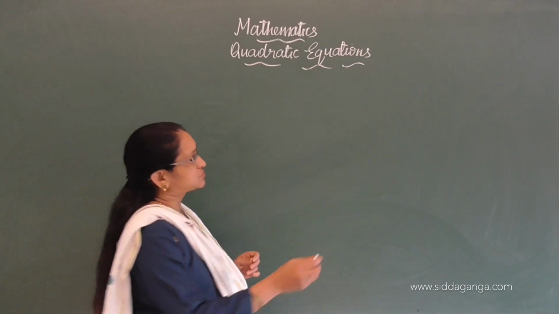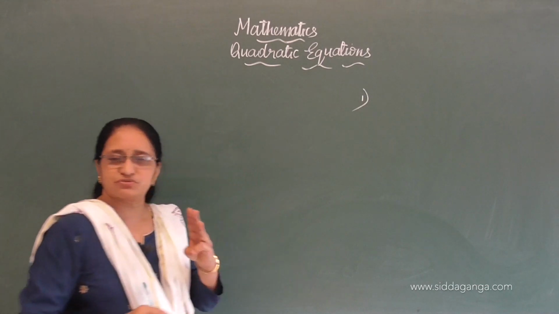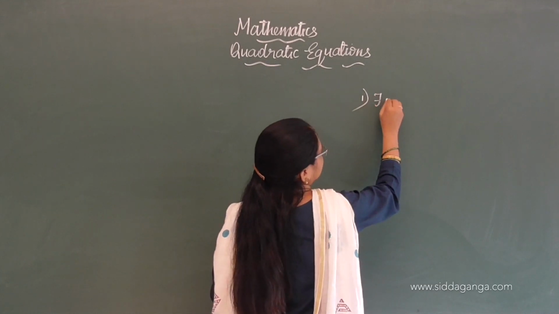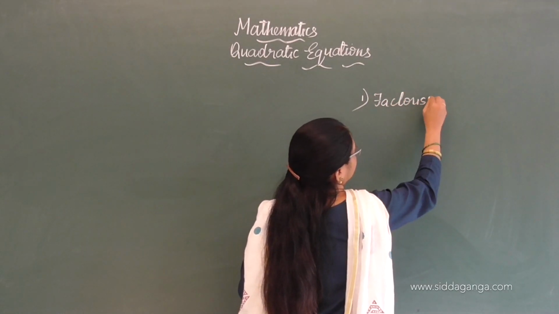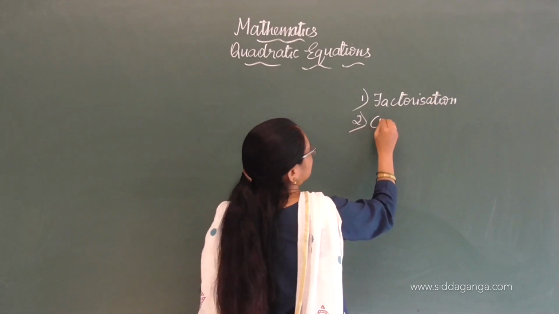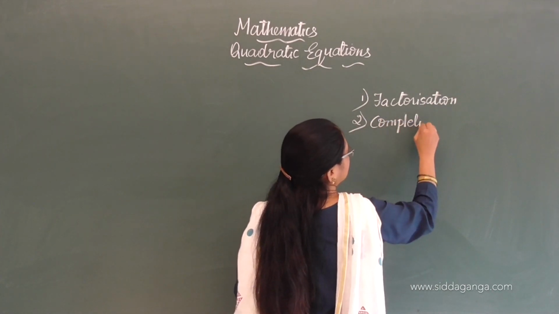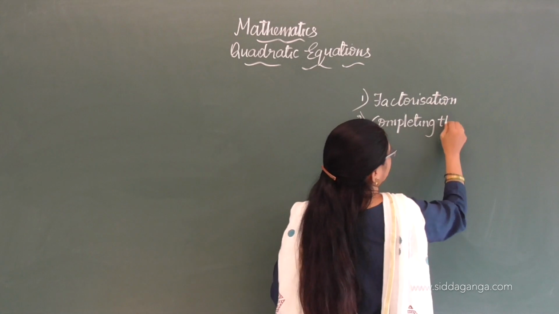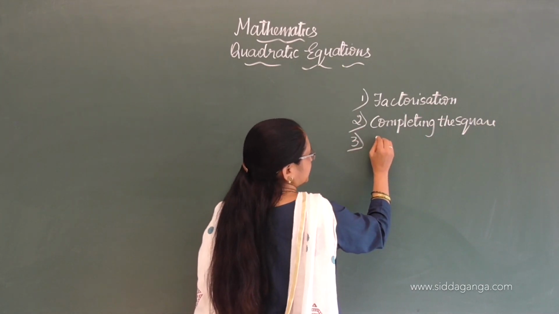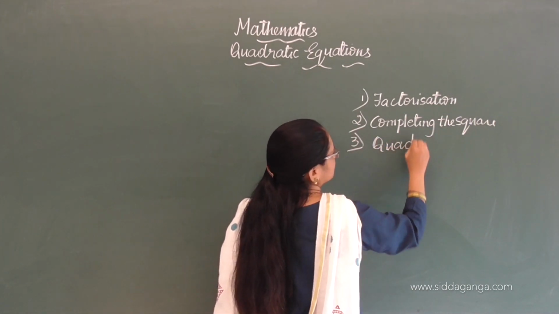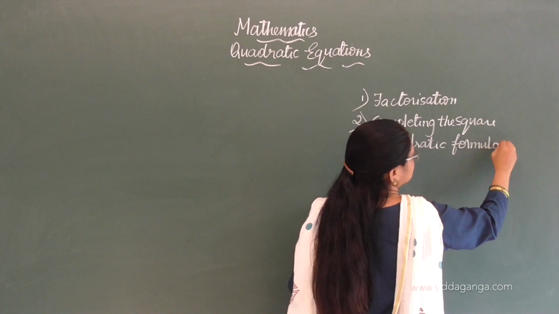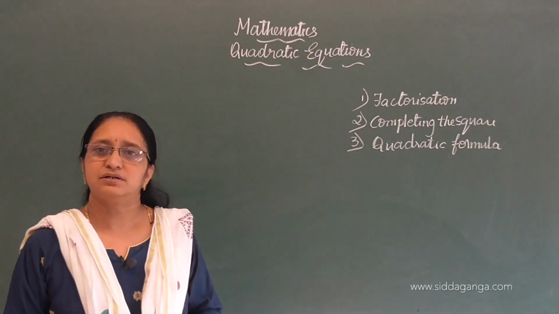In the previous class I told you there are three methods to find out the solution for the quadratic equation. First one, by factorization. Second one, by completing the square method. And third one, using quadratic formula, or it is also called as Sridharacharya rule.